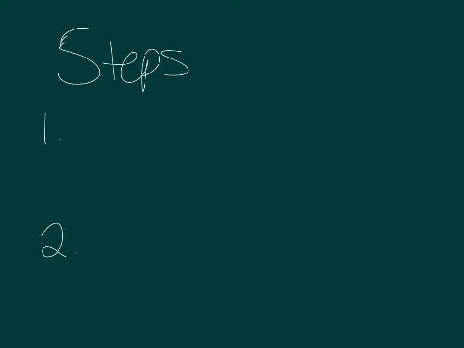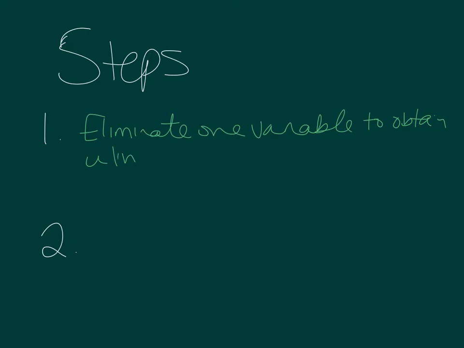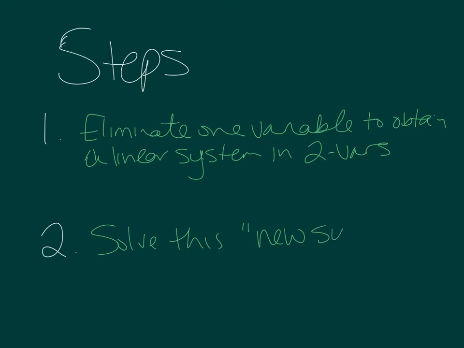The first step to solving by elimination is to eliminate one variable to obtain a linear system in two variables. Okay, we already want to create that new system with two variables. The second step is to solve this new system for both of its variables. Okay, so now that we've created a new system, we want to solve that system for both of its variables.